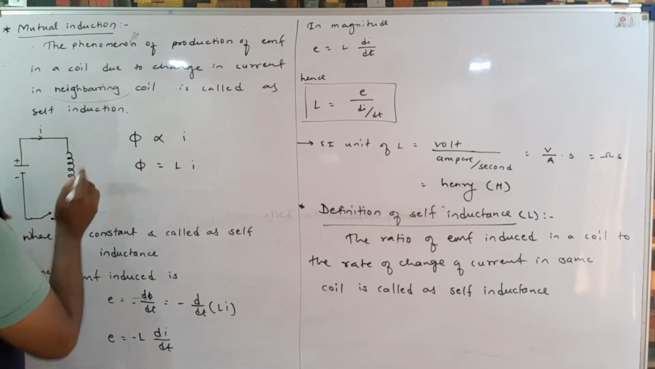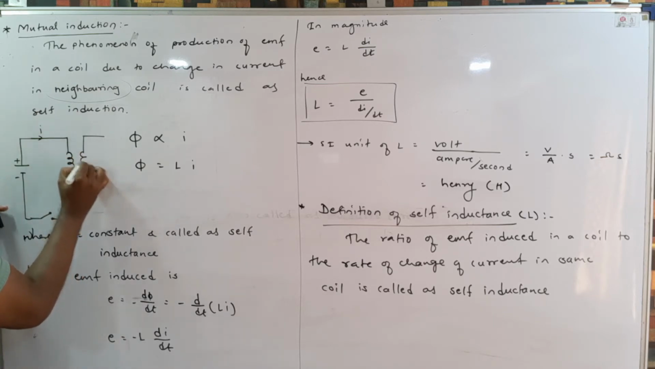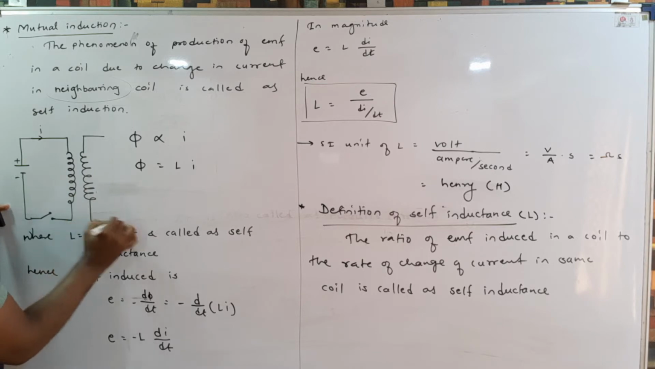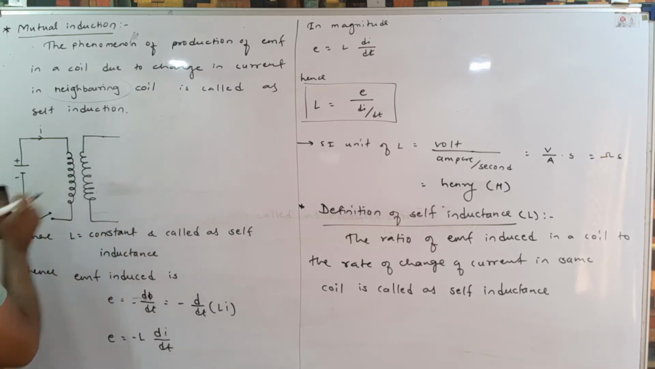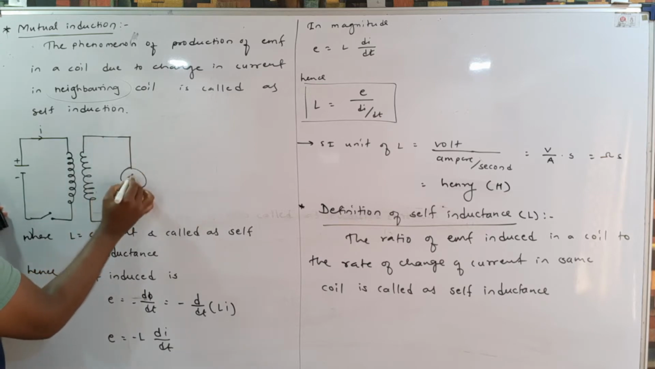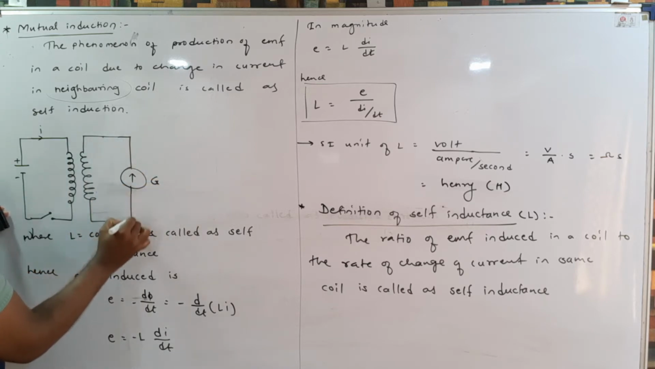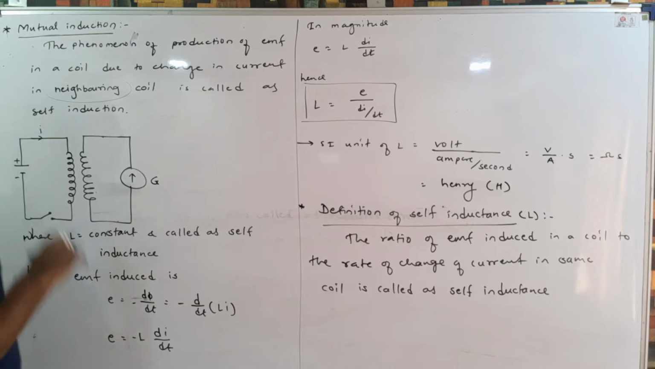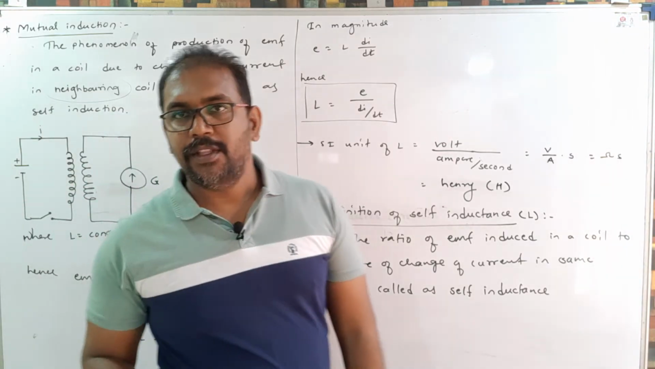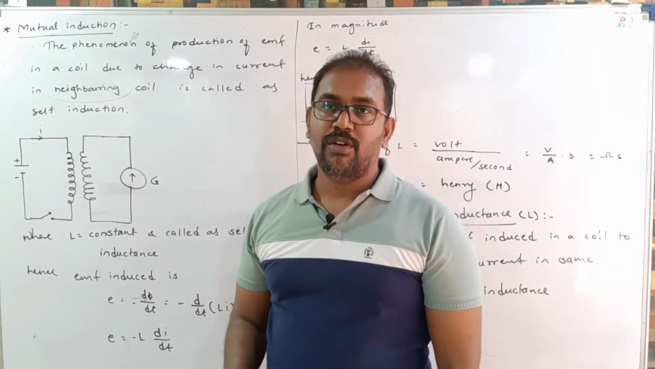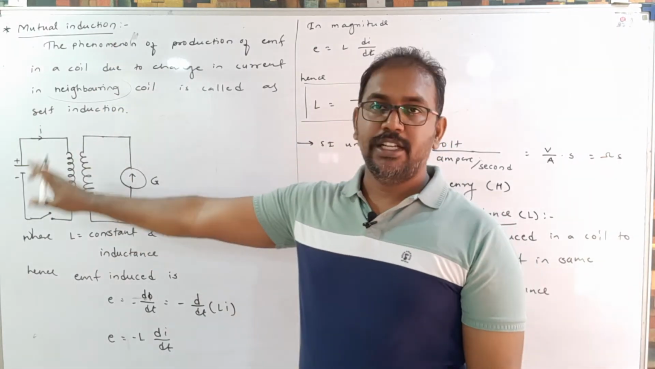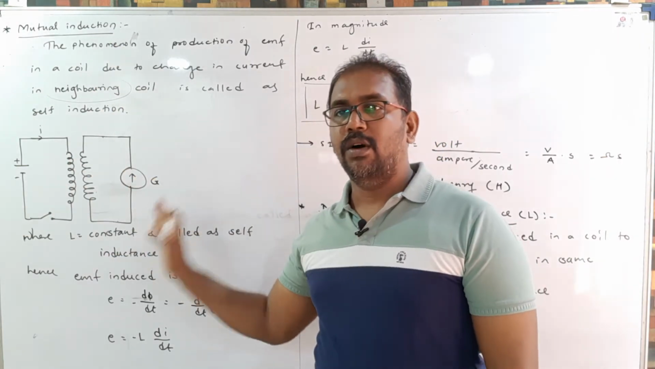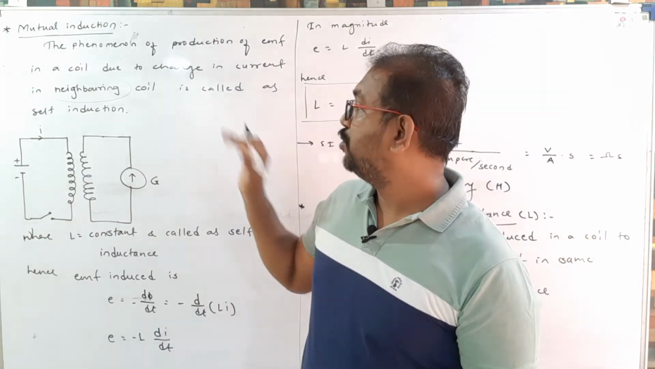So here two coils are there. I can consider one more coil here, and here we can attach a galvanometer. So this is a galvanometer. When we change the current in one coil, EMF is induced in the other coil, and it is called mutual induction. Means change in current in one coil and EMF in the other coil. So it is mutual induction.